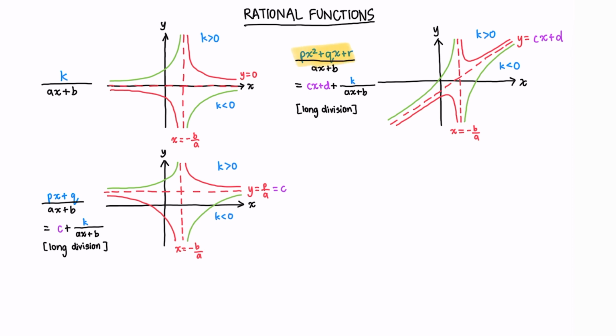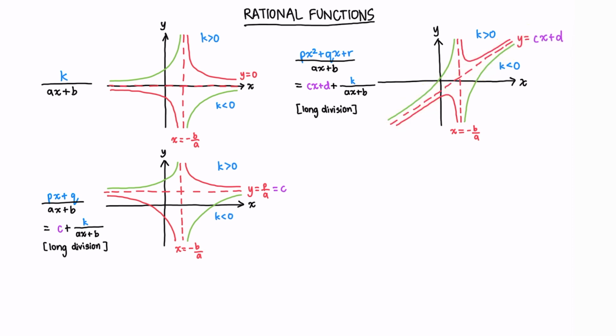The final case is when we have a quadratic numerator, px squared plus qx plus r over ax plus b. Once again, we know that we have a vertical asymptote at x equals negative b over a. Now similar to the previous case, we also want to do long division. After long division, we will get this function, cx plus d plus k over ax plus b. Earlier, y equals c would be your horizontal asymptote, but we have this cx plus d over here. Now, this is a new type of asymptote, known as the oblique asymptote. Y equals cx plus d, this linear line over here, will be your oblique asymptote.